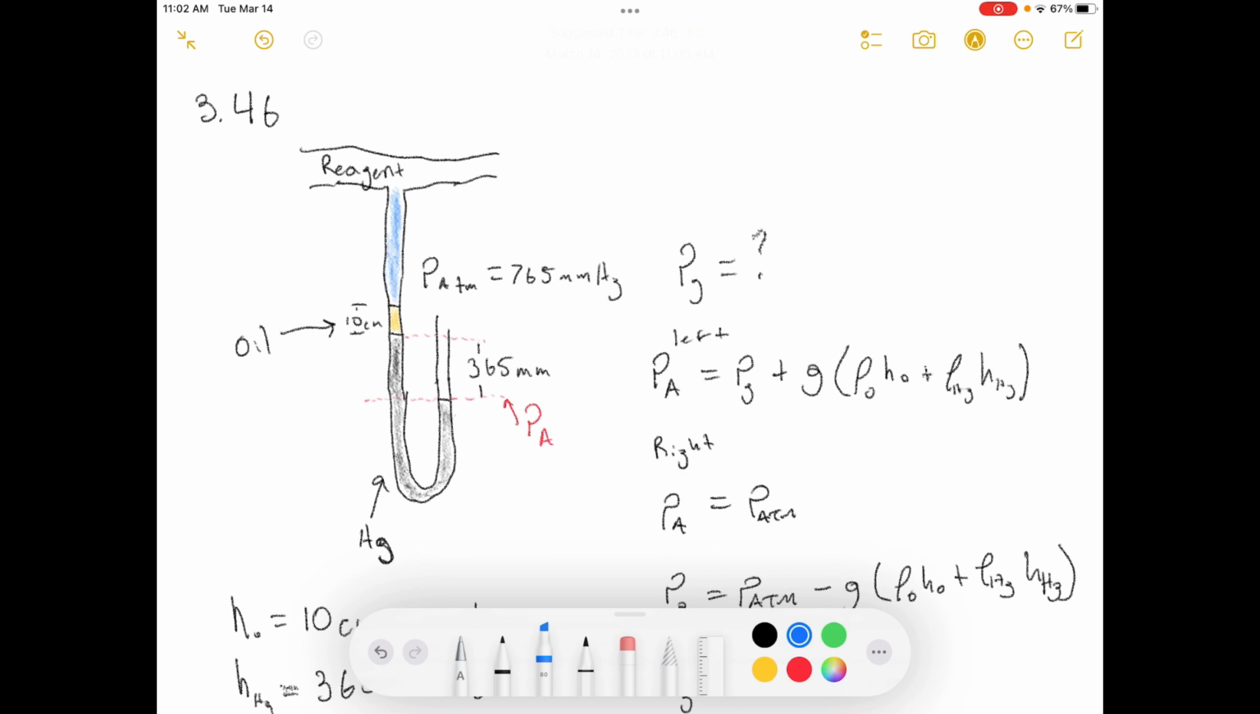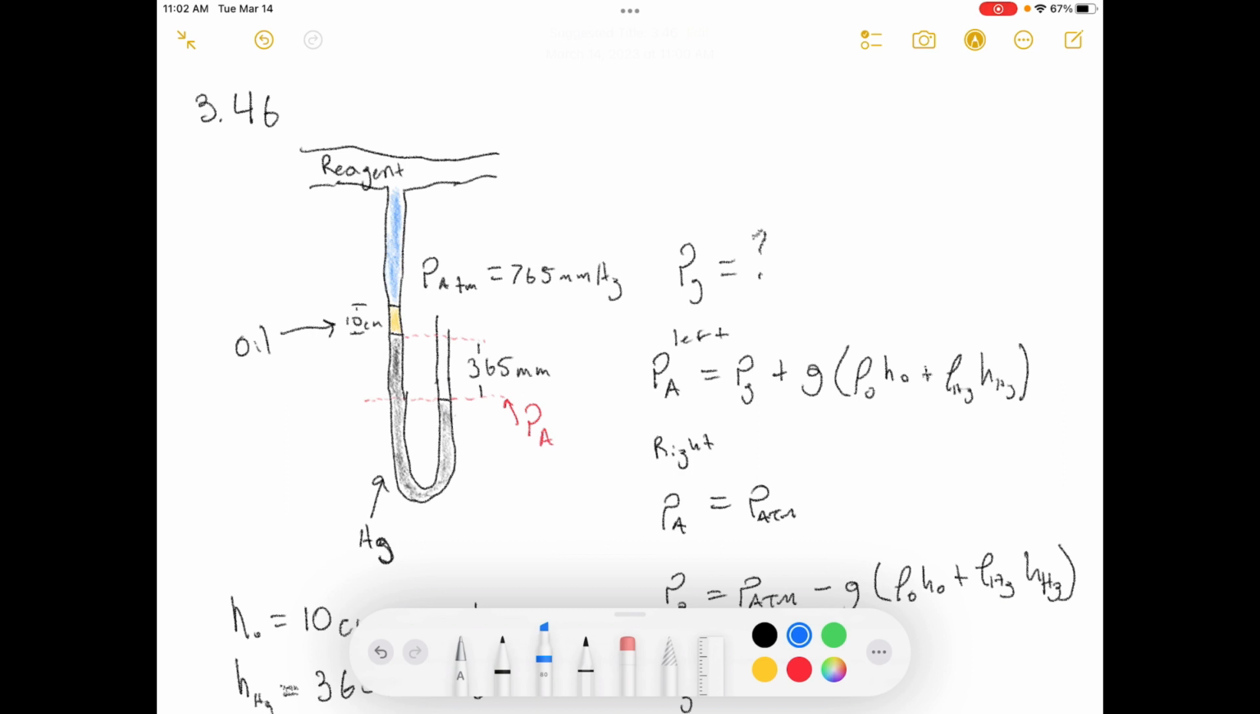Atmospheric pressure is 765 millimeters of mercury. Part A. If the level of mercury in the open end is 365 millimeters below the mercury level in the other arm, what is the pressure in millimeters of mercury in the apparatus?